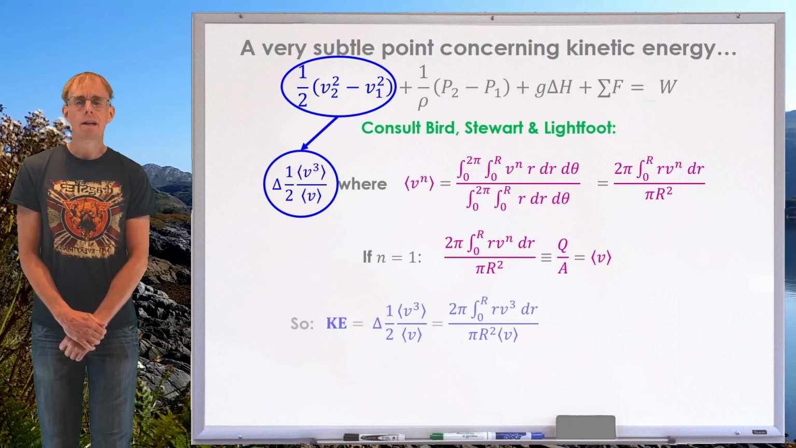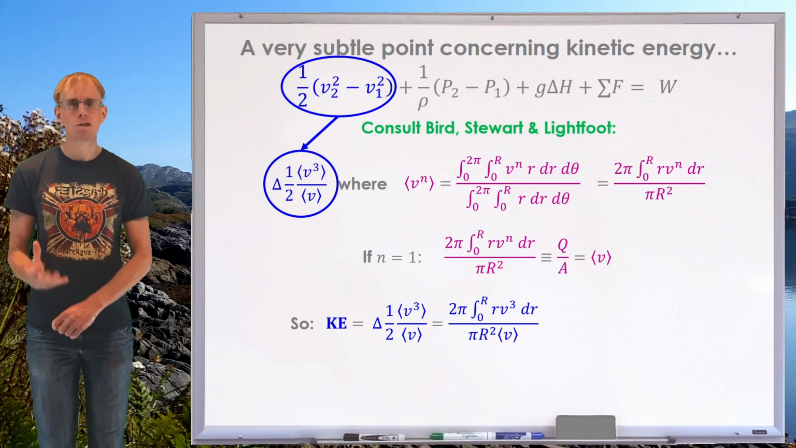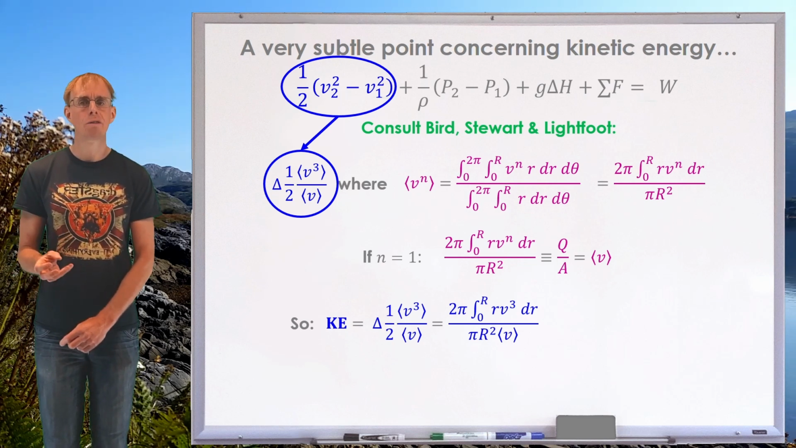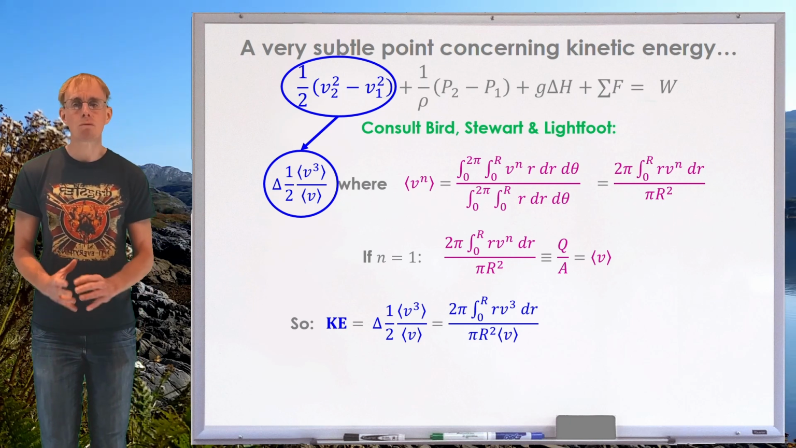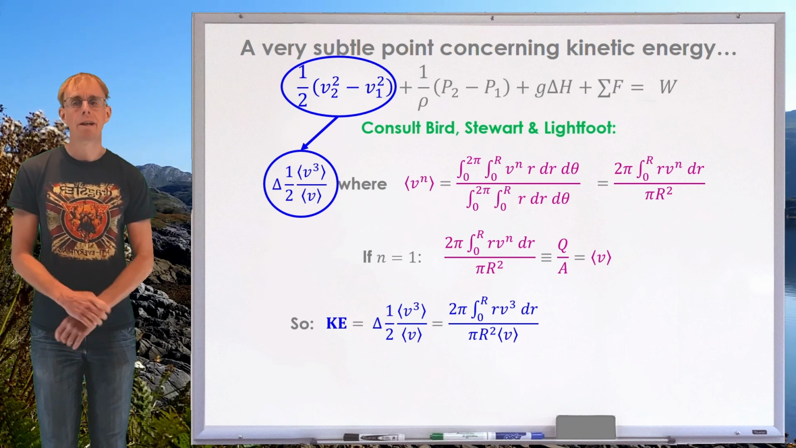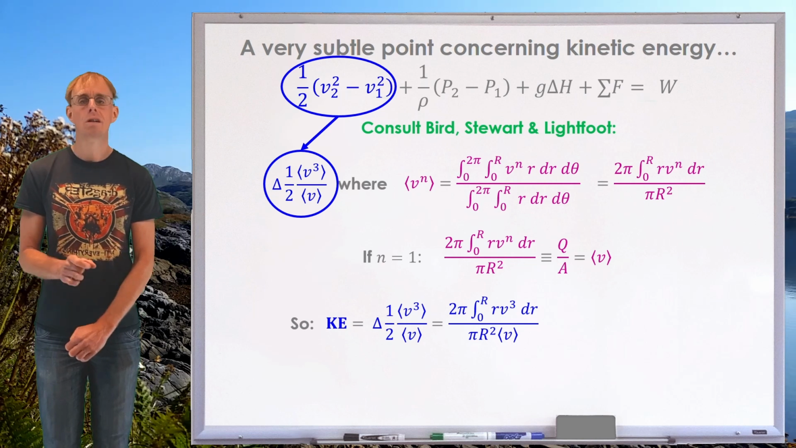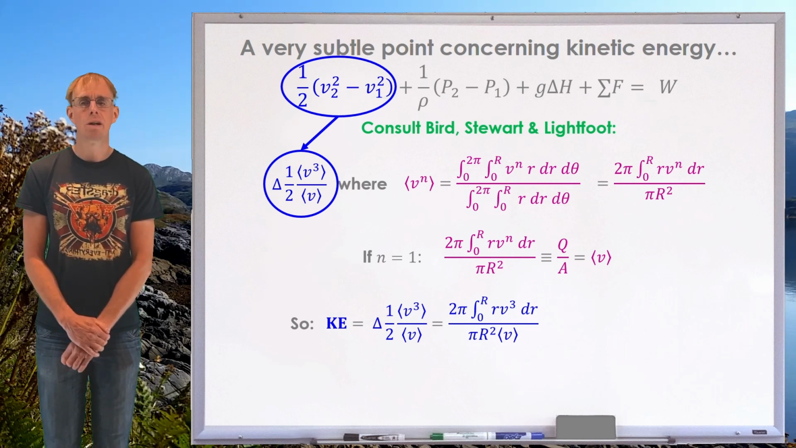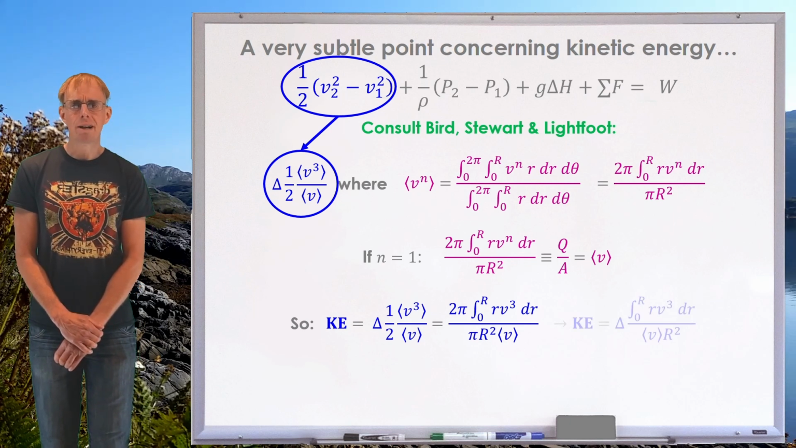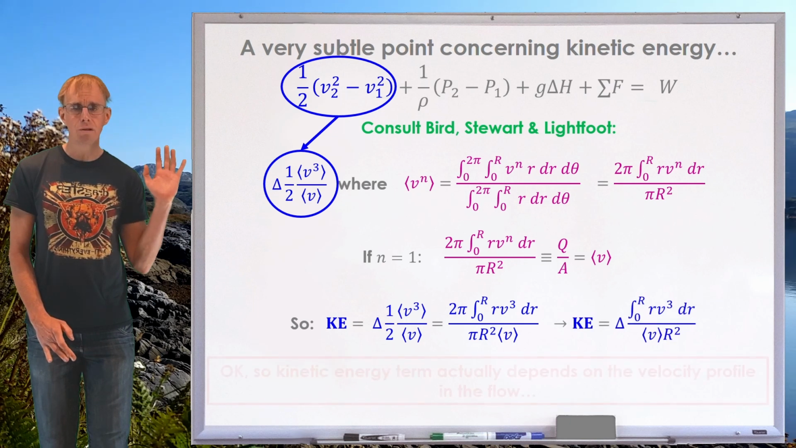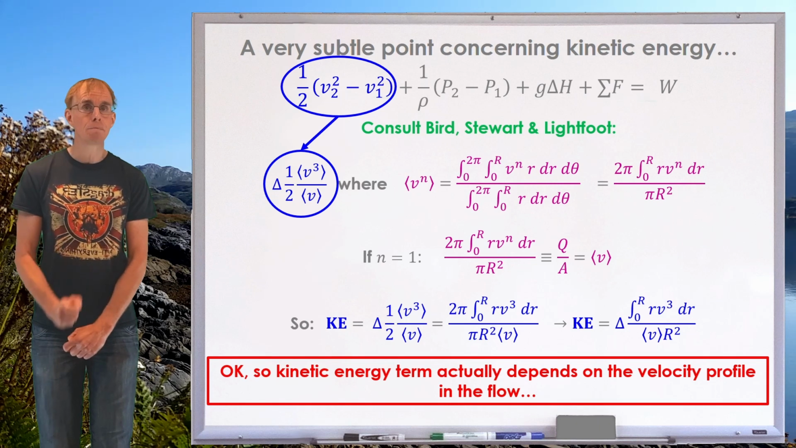Now, let's look at the kinetic energy term again in light of that. Bird, Stewart and Lightfoot write the change of 1/2 of v cubed in pointy brackets divided by v in pointy brackets. And we can now write that in terms of that integral in the numerator, 2 pi integral from 0 to r of r times v cubed dr, divided by pi r squared times v in pointy brackets. Now, we can evaluate that, and we'll evaluate that for various flow profiles in a minute, but that is the important point.